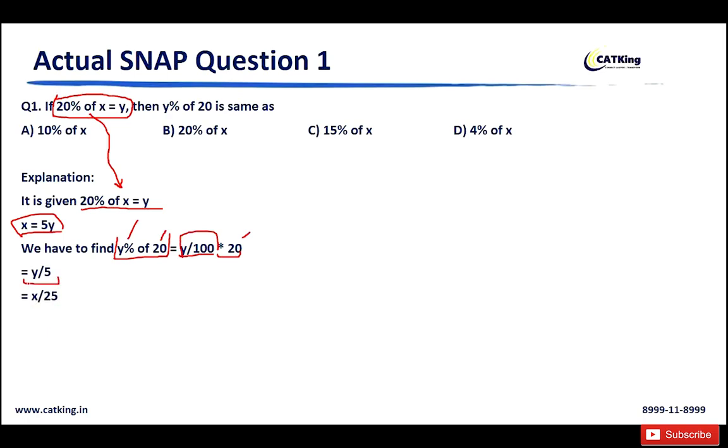Moving on, y upon 5 can be written as x upon 25 because x is equal to 5y. So substituting the value of x in this particular expression, I get x upon 25, that is 4% of x. So 1 upon 25 is nothing but 4% of x. Therefore the correct answer will be option D, that is 4% of x. Let's move on to the next question.